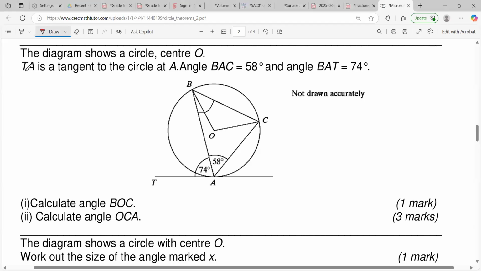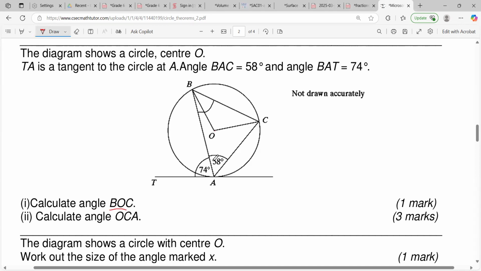All right, so it says the diagram shows a circle with center O. So here's the center of the circle. TA is a tangent. Remember, we say a tangent is a line touching a single point on the circumference. TA is the tangent to the circle. Angle BAC is 58, and angle BAT is equal to 74. And the first one they want us to calculate is BOC.